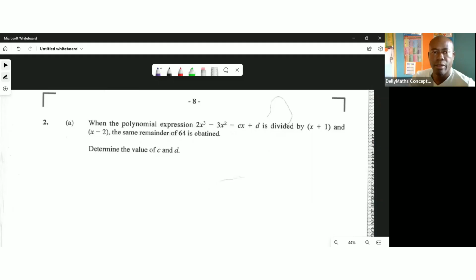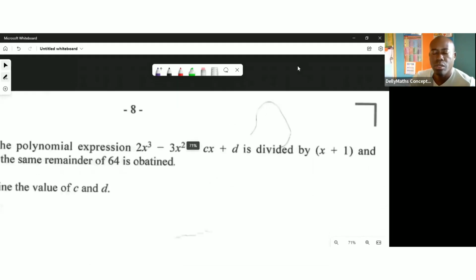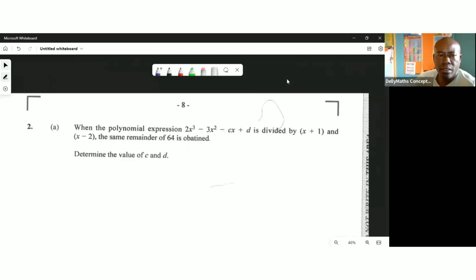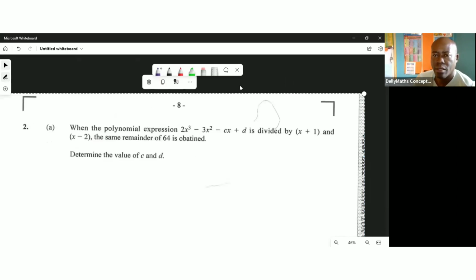Welcome back. Here is question 2. It reads as follows: when the polynomial expression 2x to the third minus 3x squared minus cx plus d is divided by x plus 1 and x minus 2, the same remainder of 64 is obtained. Determine the value of c and d.